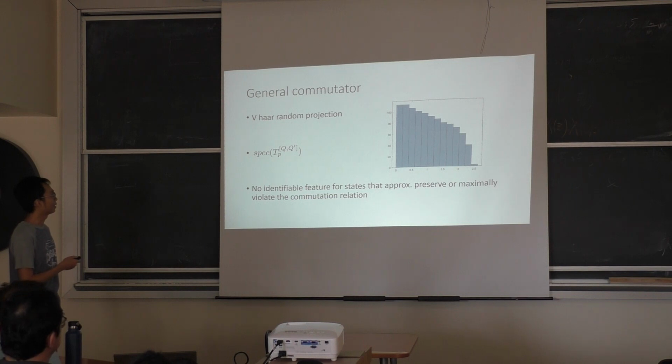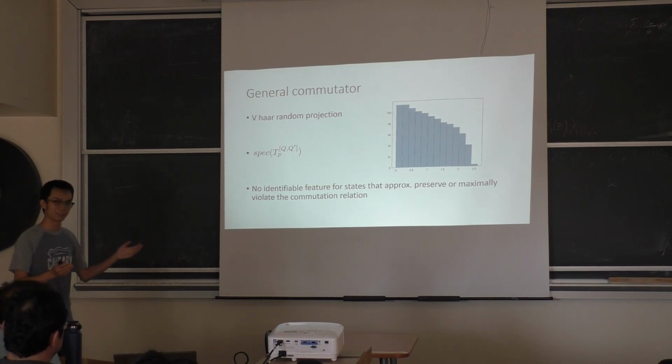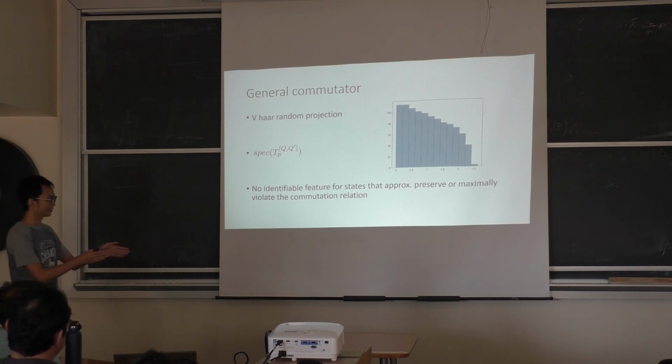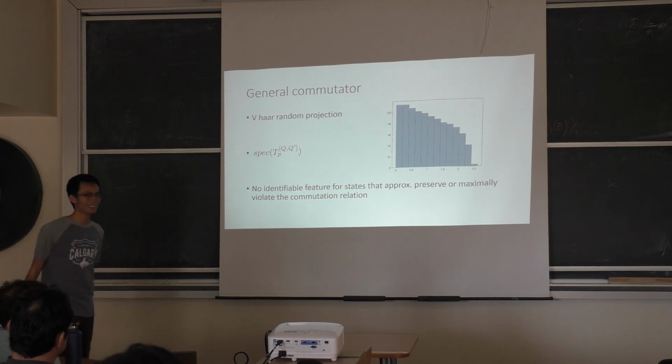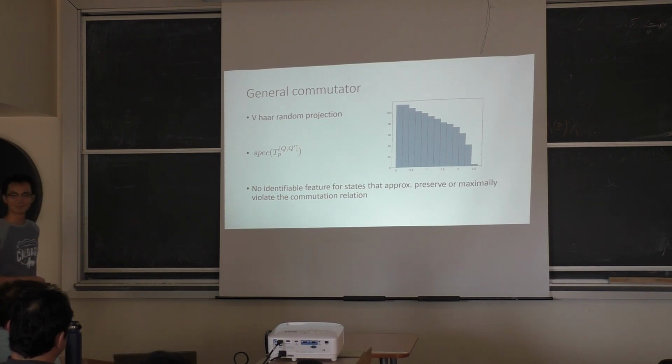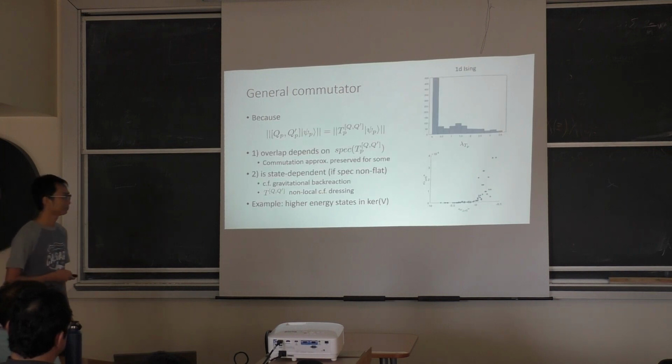We can also do the same for the hard random projection. Again, you will see that there are a bunch of different eigenvalues for this T. So again, you will have state dependence. For some states, this commutation relation is well preserved, for some it's not. But if you look at the states that preserve the commutation well and the ones that don't, they actually look very similar, at least you can't tell them apart, because they're all hard random states. You look at them, they all look the same. So it's very different from this energy criterion.